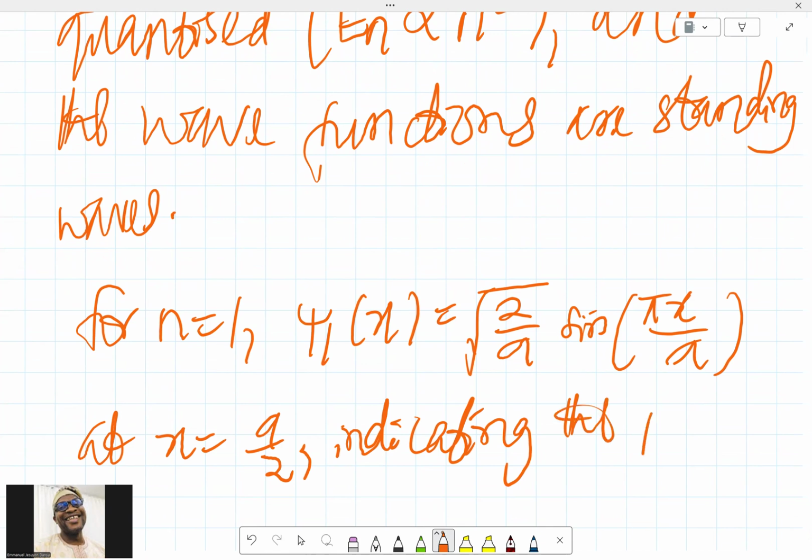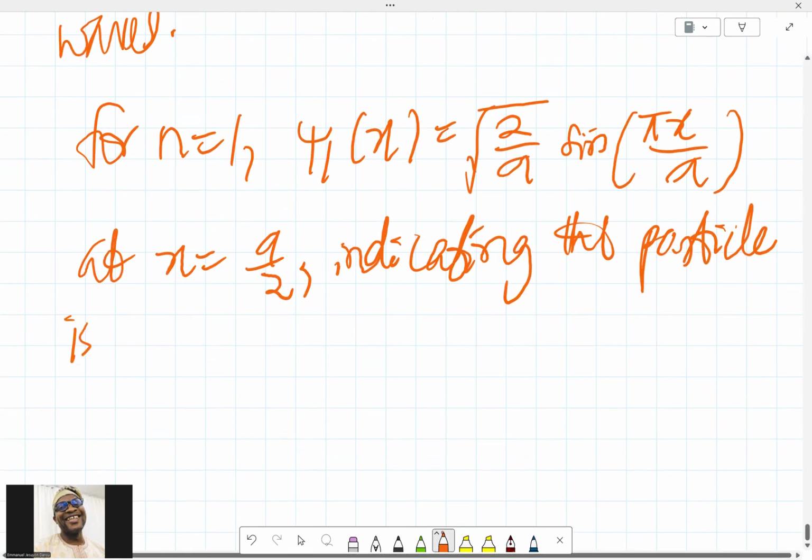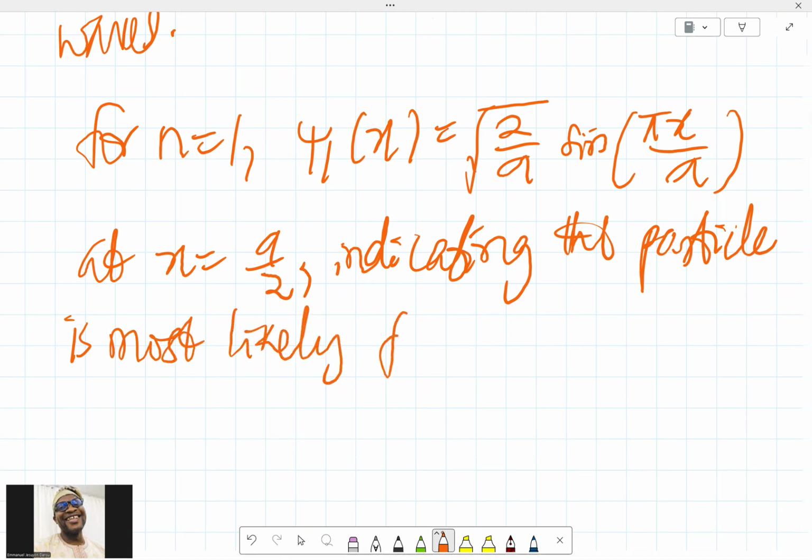indicating the particle is most likely found in the center.